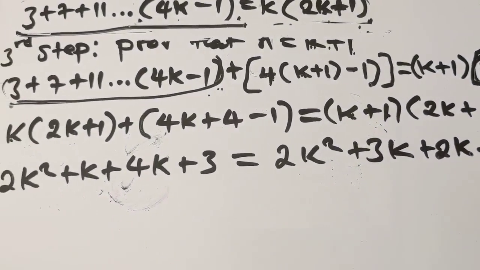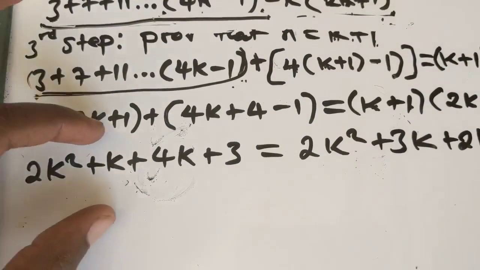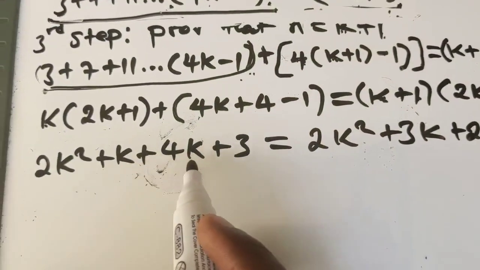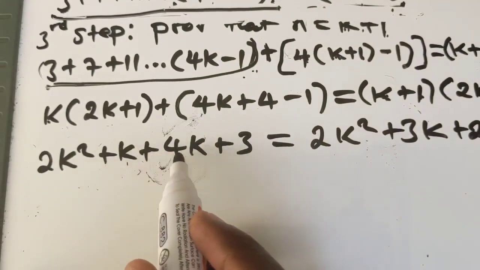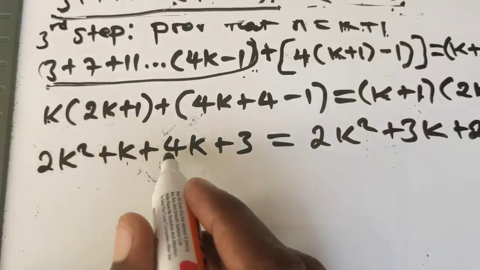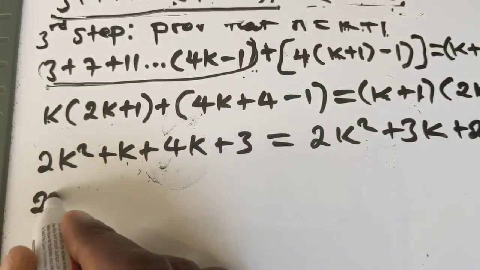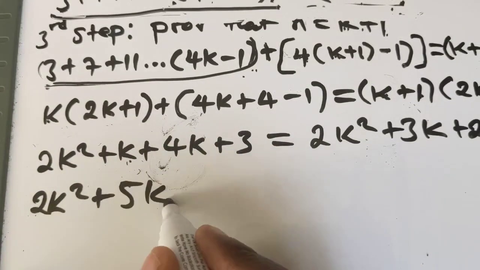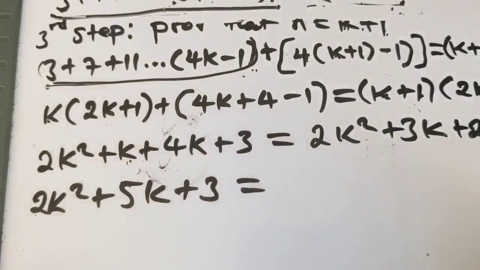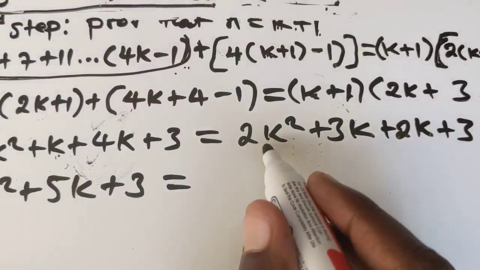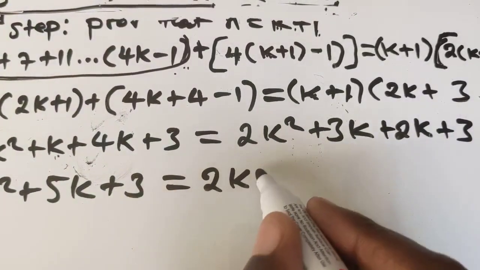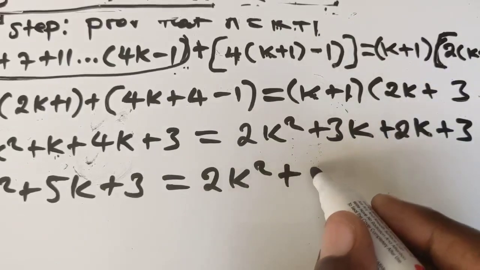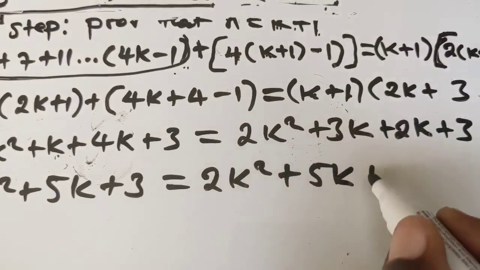Okay, so what we are trying to do is prove that this part is equal to this other part here. So let's try to add the like terms. So we have k plus 4k, you're going to have 5k. So you're going to have 2k squared plus 5k plus 3 is equal to 2k squared. So 3k plus 2k, you're going to have 5k plus 3.